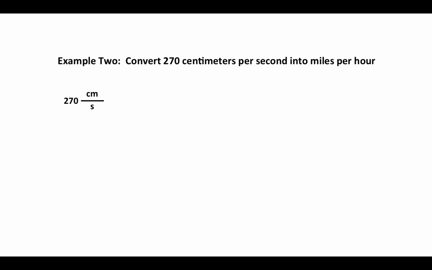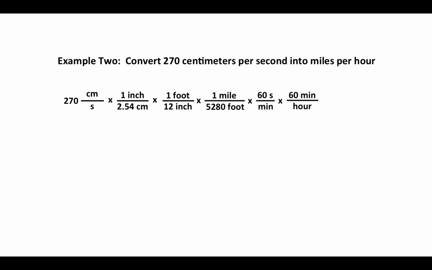I start with 270 centimeters per second, multiply that by 1 inch per 2.54 centimeters times 1 foot per 12 inches times 1 mile per 5,280 feet times 60 seconds per minute times 60 minutes per hour. Now I can cancel out some units.